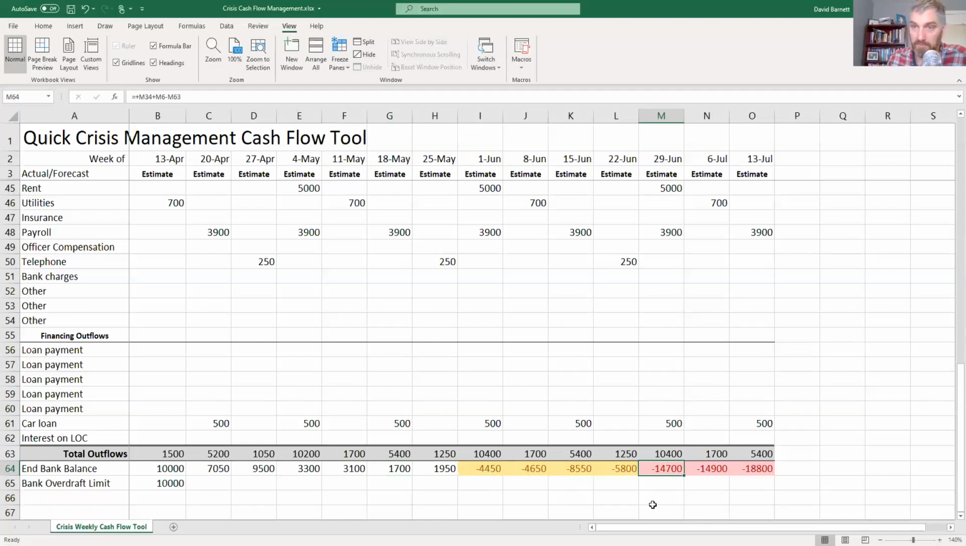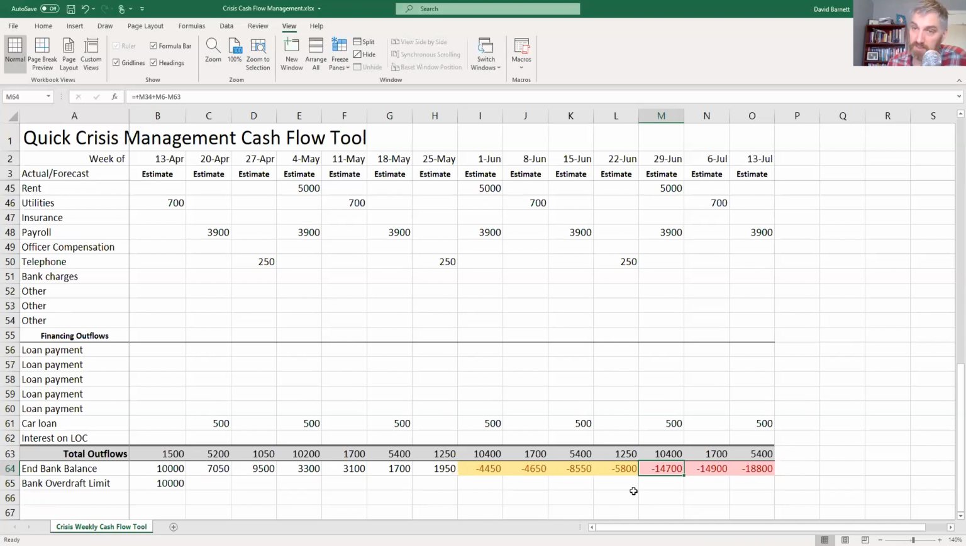What we know now in this simple example is that I've got 2 months and 3 weeks to figure out some problems before I literally run out of cash. Because in the week of June 29th, if everything in my forecast stays accurate, I will be over my overdraft limit. I will not have enough money to pay bills. And this is the power of this tool.